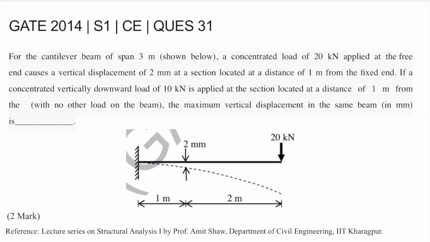Everyone. So today I'll be discussing question number 31 of GATE 2014 set 1. For the cantilever beam of span 3 meter, a concentrated load of 20 kilonewton is applied at the free end, which causes a vertical displacement of 2 mm at a section located at a distance of 1 meter from the fixed end. If a concentrated vertical downward load of 10 kilonewton is applied at a section located at 1 meter from the fixed end, the maximum vertical displacement in the same beam in mm is. So it's a fill in the blank type of question of 2 marks.